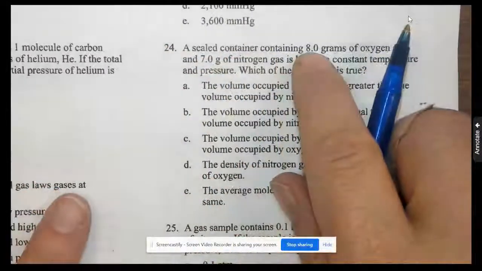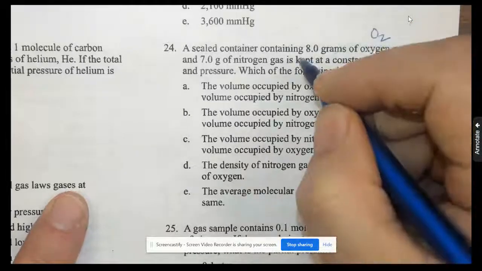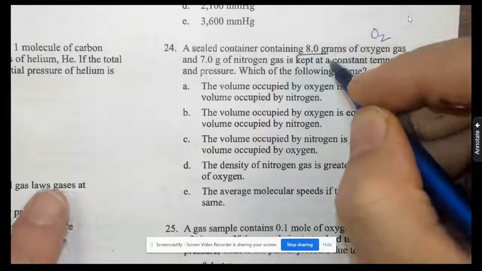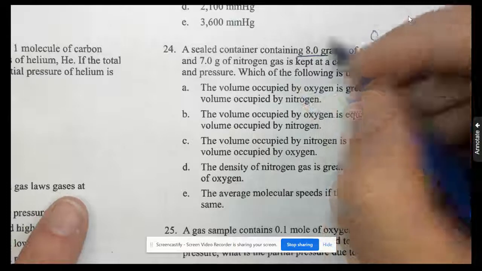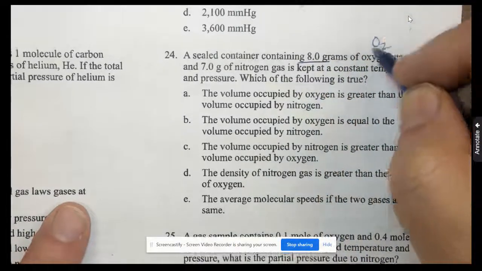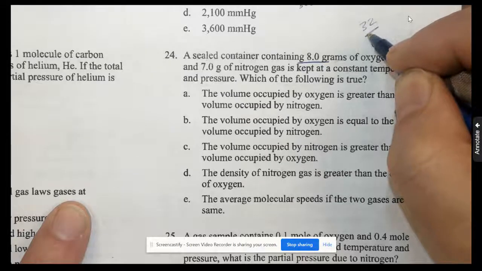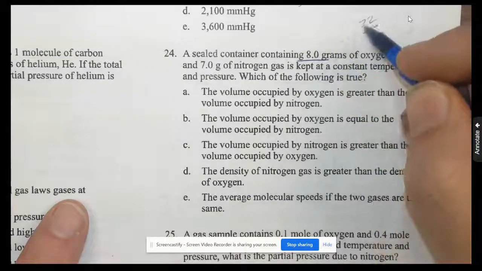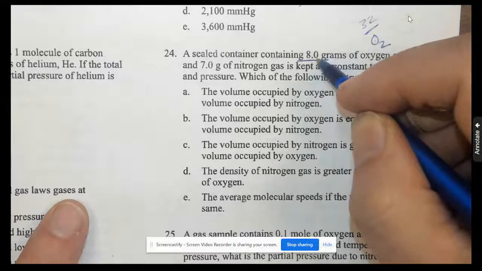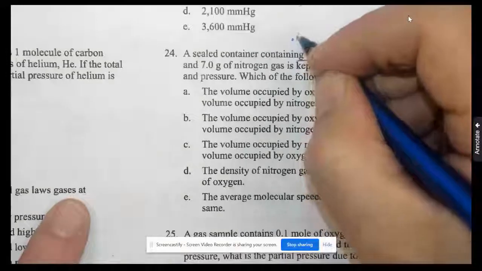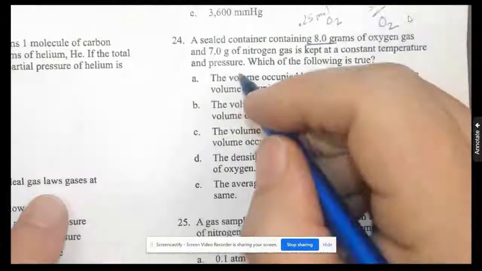24. A sealed container containing 8 grams of oxygen gas, O2. Now I'm going to reflexively convert this to moles because I know it's moles that influence many of these characteristics of a gas. So the mass of 1 mole of oxygen, 16 times 2, is 32. I only have 8 grams, not 32. So 32 would be 1 mole. 8 grams is 1/4 of that. So I'm going to have 0.25 moles of oxygen.